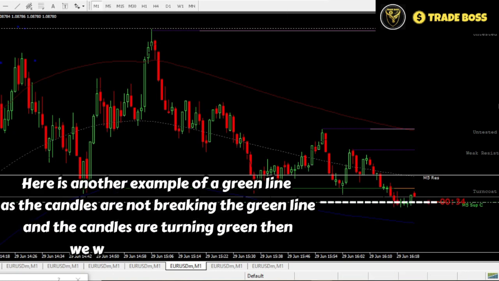Here is another example of a green line. As the candles are not breaking the green line and the candles are turning green, then we will trade with buyers.